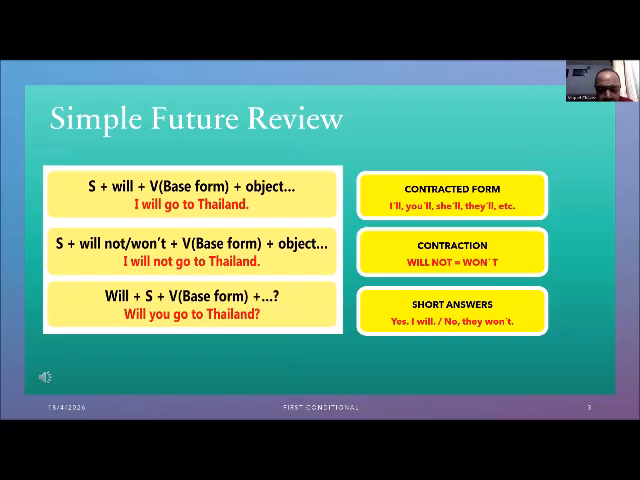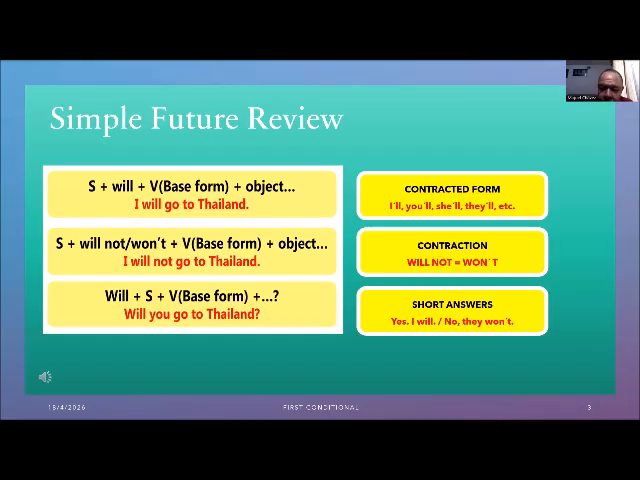The simple future tense with will is used to talk about decisions made at the moment of speaking, predictions about the future, promises, offers, and things we believe will happen. It helps us to express ideas about the future in a clear and flexible way. To form affirmative sentences, we use the subject followed by will and the base form of the verb. The structure is the same for all subjects. For instance, I will go to Thailand. The contracted form 'll is very common in spoken English.